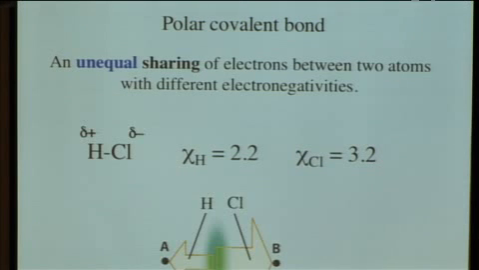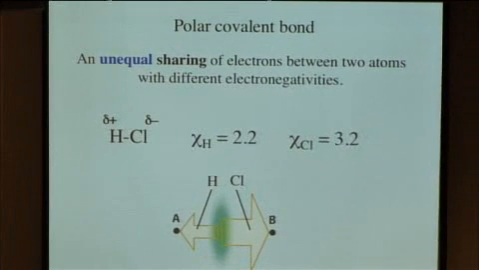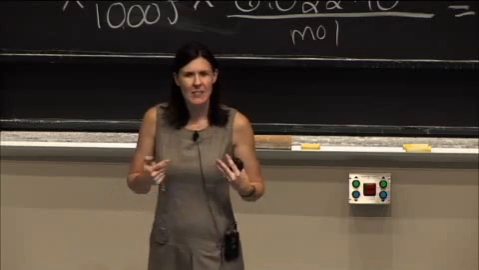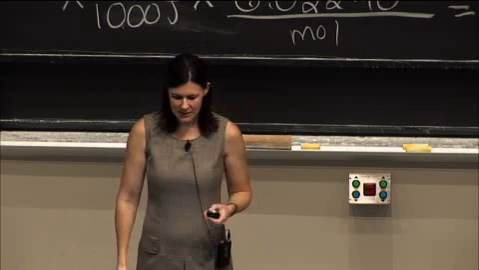So what we end up having is a partial negative charge on the chlorine and a partial positive charge on the hydrogen. The reason we have that is because the chlorine's more electronegative. It wants to pull more of that shared electron density to itself. If it has more electron density, it's going to have a little bit of a negative charge, and the hydrogen's going to be left with a little bit of a positive charge.